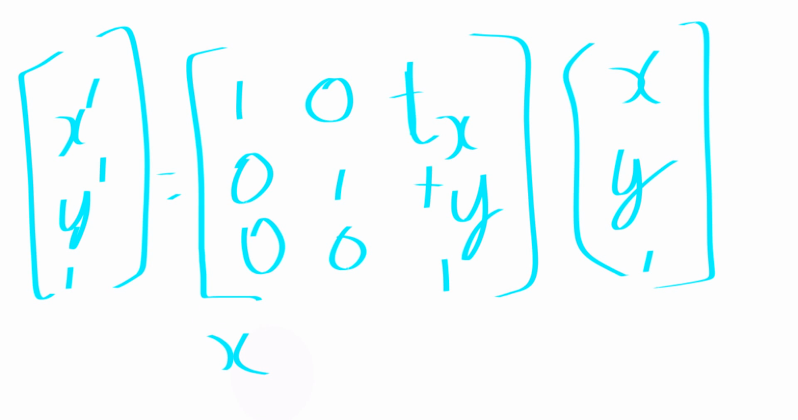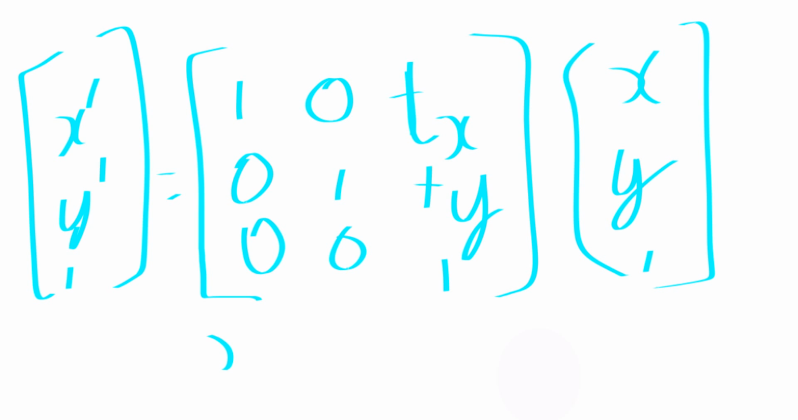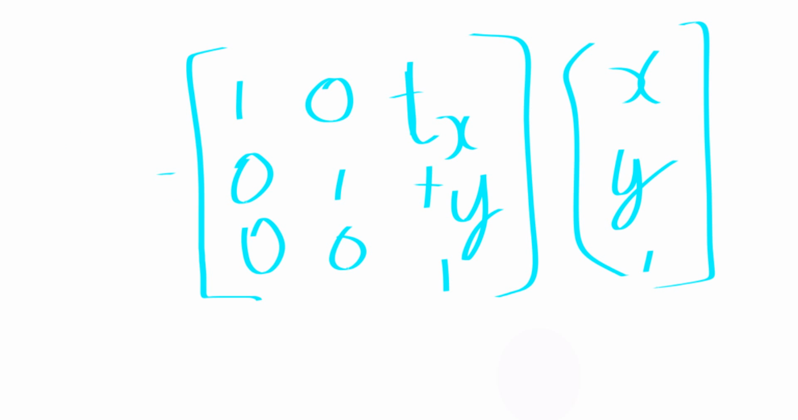And now we can easily multiply: x dash, first row and first column, is going to be x plus dx, and for y dash it's going to be y plus dy. So this is how you compute when you perform a mixed transformation. We need 3 by 3 matrices, and we are going to look at these 3 by 3 matrices in our future videos.